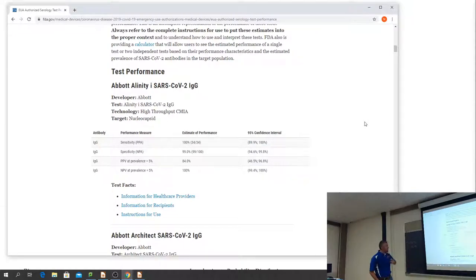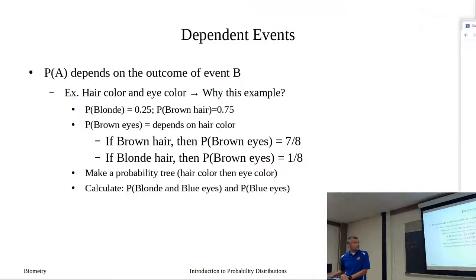And these two things kind of go together, because your likelihood that you test positive depends on your condition. So if you actually have it, there's one probability that you're going to test positive. If you don't have COVID, there's another probability that you're going to test positive. That's a dependent event, all right? And that affects that overall question of, well, what's the chance that you actually have it? Because you can test positive and not have the virus. So we're going to look at some of these tests as practice.